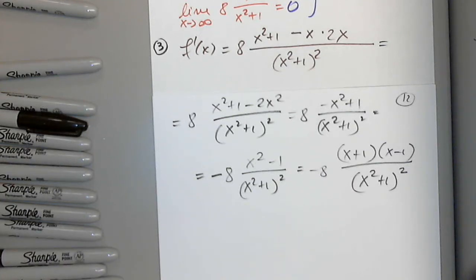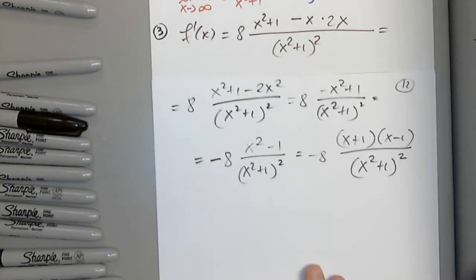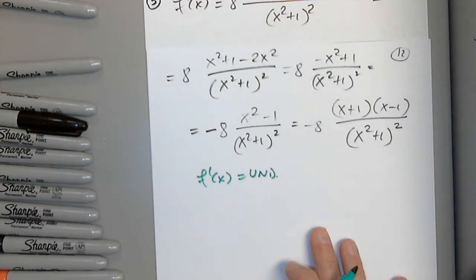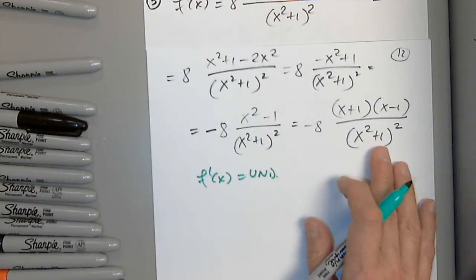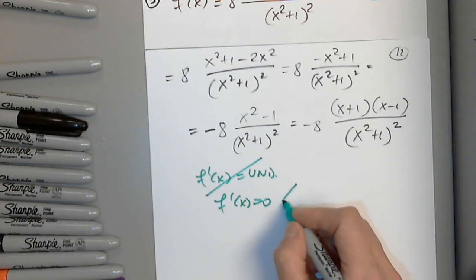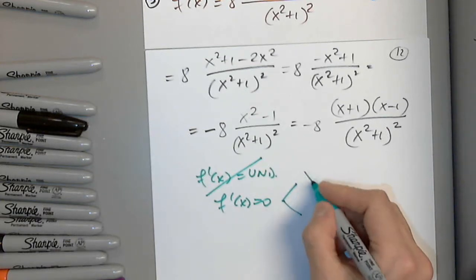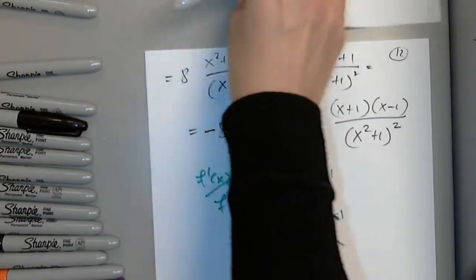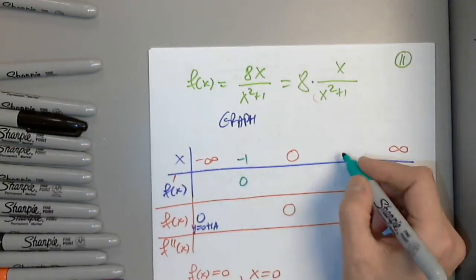Finding the critical numbers first. I need the critical numbers, otherwise I don't know what sides. So f prime of x undefined. It is never undefined, because x squared plus 1 is never 0. F prime of x equals 0. Two options: x equals 1 and? Excellent. Great job. I go back now. Negative 1 and 1.